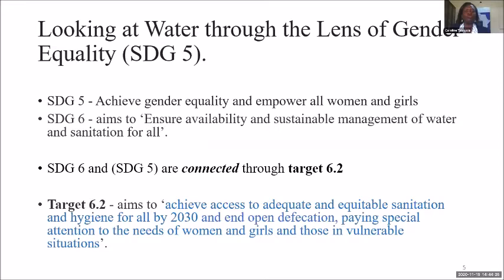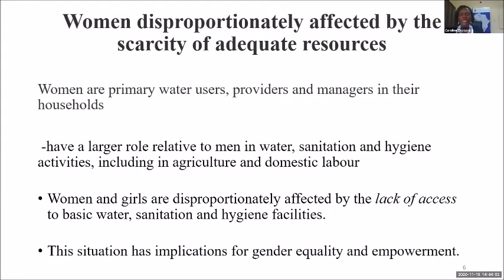We're all aware that women are the primary users and providers and managers of water in our households, and they have a larger role compared to men in terms of water, sanitation, and hygiene activities, and even in agriculture and other places. So if there is a shortage of water, women are actually the ones who are most affected. And so this has implications for gender equality. So I want to look at some of the issues that affect women in this area as well.